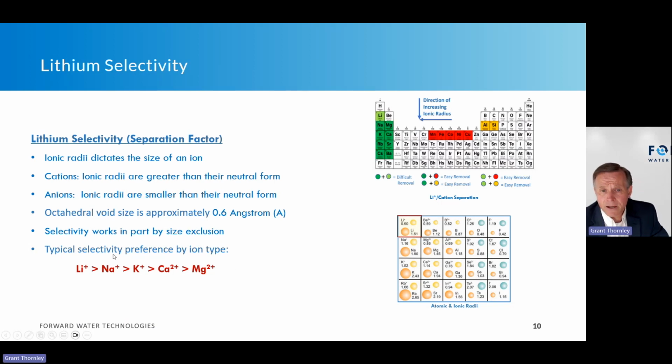Some of the typical selectivity performance of an aluminum-based sorbent material is that lithium is preferentially absorbed. Second is sodium, then potassium, calcium, magnesium. Depending on the manufacturer of the sorbent, this might change slightly because of the formulation, but typically lithium and sodium are going to be the preferred ions to be absorbed into the media first. So that's what we call our selectivity range.